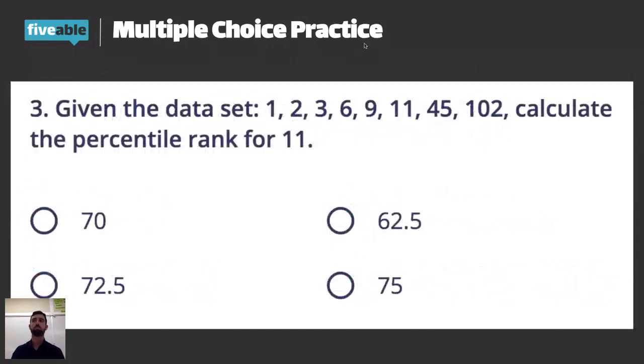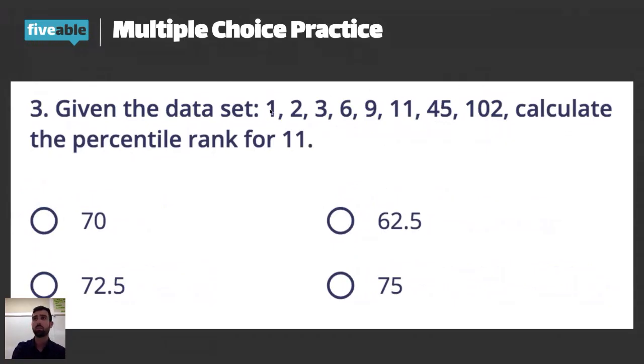Given the data set 1, 2, 3, 6, 9, 11, 45, 102, calculate the rank for the 11th percentile. So we want to know what percentile would you be for the number 11? So this number right here, what percentile would they fall in? So once again, you want to count up all your data points. 1, 2, 3, 4, 5, 6, 7, 8. So we have 8 different data points.